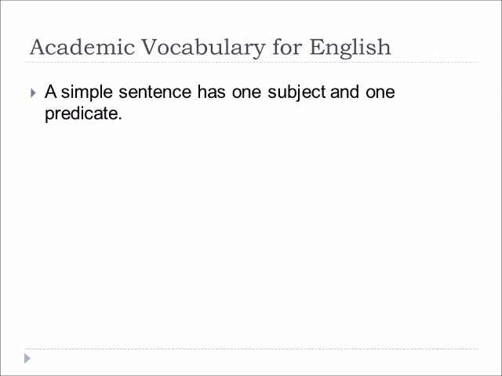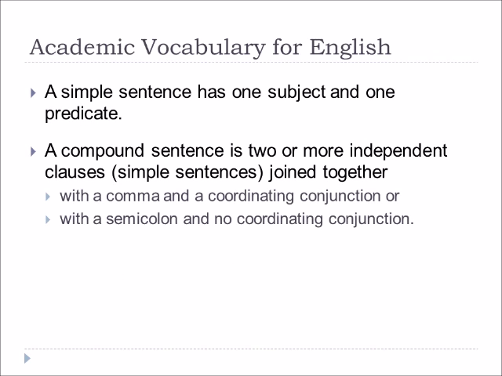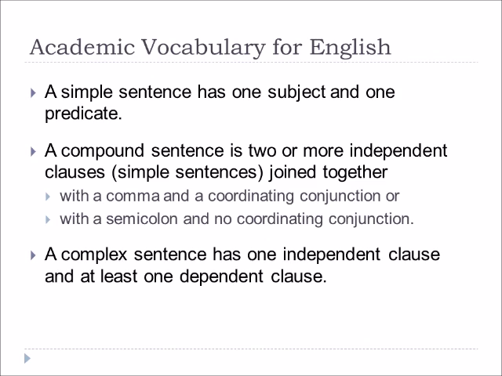Now, I've said a simple sentence has 1 subject and 1 predicate. A compound sentence is 2 or more independent clauses, that is, simple sentences joined together with a comma and a coordinating conjunction, or with a semicolon and no coordinating conjunction. Now we introduce this new baby. A complex sentence has 1 independent clause and at least 1 dependent clause.